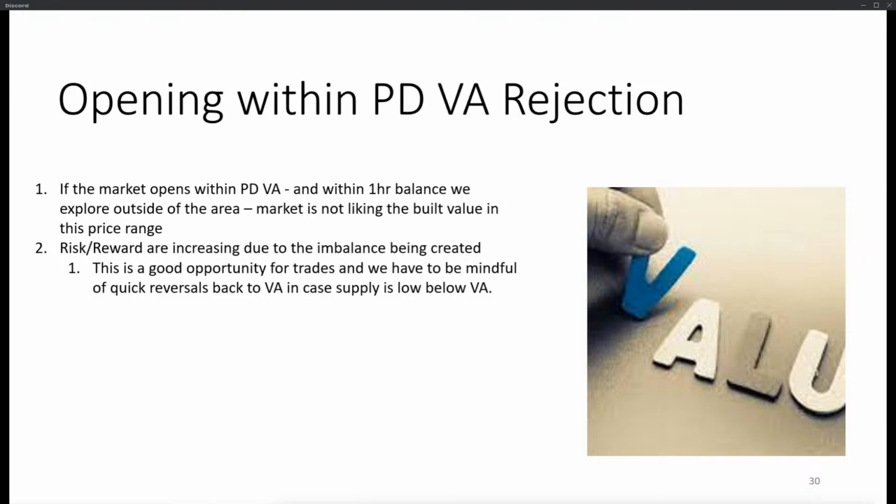Some of you guys, when you open inside the PD value area and within the first hour, you're expecting, with the initial balance and the PD's value area high and low from the previous day, runs of 300-400%. On those types of days, you're looking for quick entries and exits multiple times.